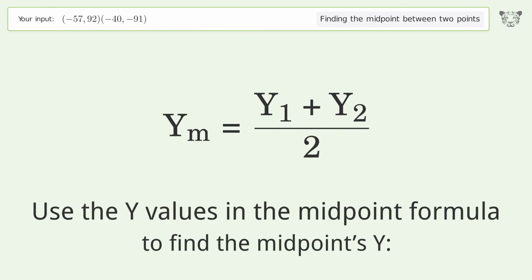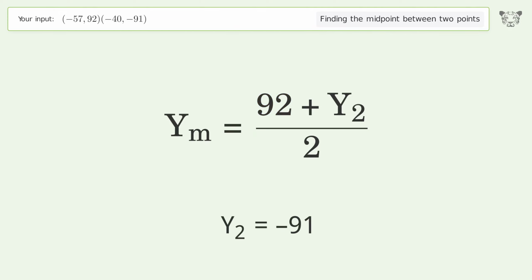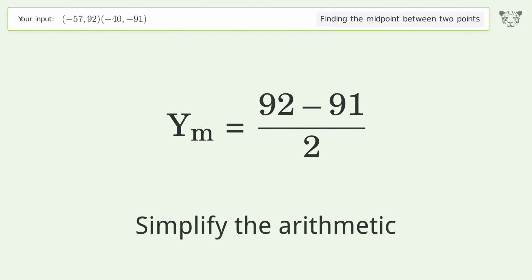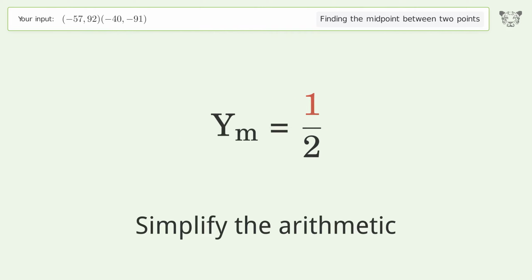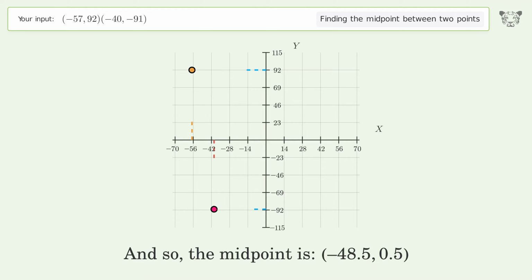Use the y values in the midpoint formula to find the midpoint's y. y1 equals 92. y2 equals negative 91. Simplify the arithmetic. And so, the midpoint is negative 48.5, 0.5.